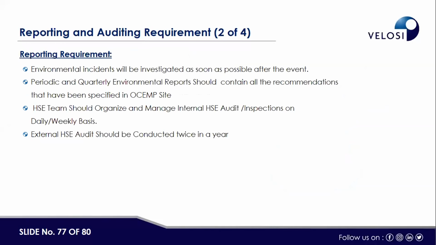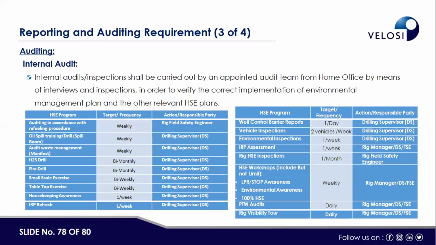Regarding reporting requirements, an environmental incident will be investigated as soon as possible. The periodic or quarterly environmental performance report should contain all the recommendations. The HSE team should organize and manage internal HSE audit inspections on a daily and weekly basis, and there should be an external audit as well, a minimum of twice a year. So these are the internal audits. You can see that auditing in accordance with the refueling procedure should be on a weekly basis, and who is responsible for carrying out this audit is also mentioned.